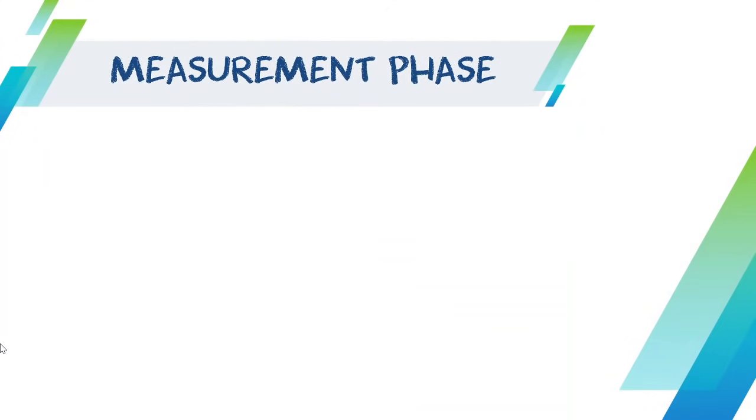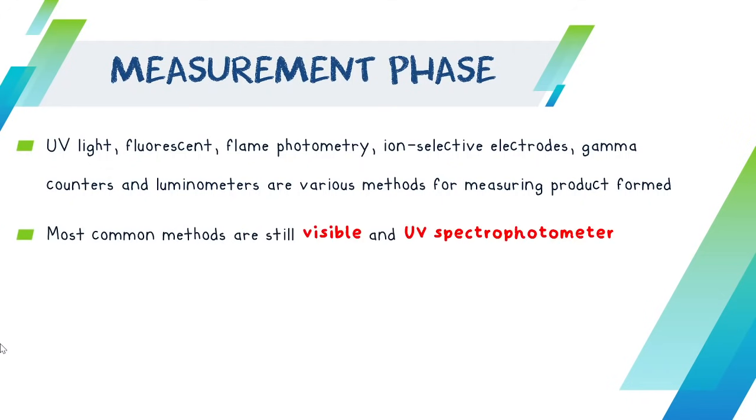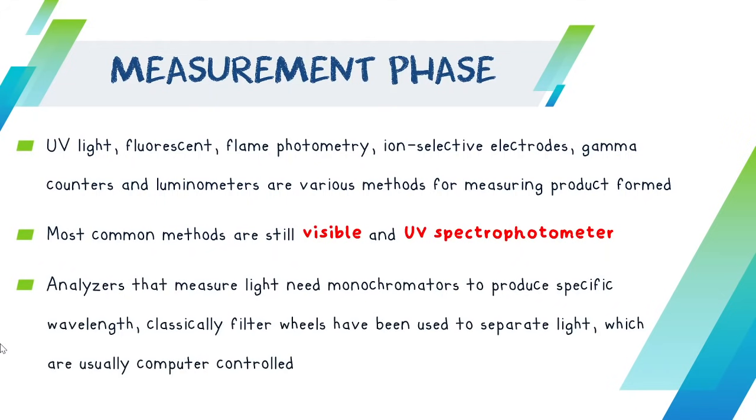Next is your measurement phase. Here in the measurement phase, let us go back to the different methods that were discussed in your instrumentation part, that it could be UV light, fluorescence, flame photometry, ion selective electrode, gamma counters, luminometers. These are different methods that can be used to measure your product. It depends on what product or substance you want to measure and which method is best to use. But the most common method still is your visible and UV spectrophotometer.